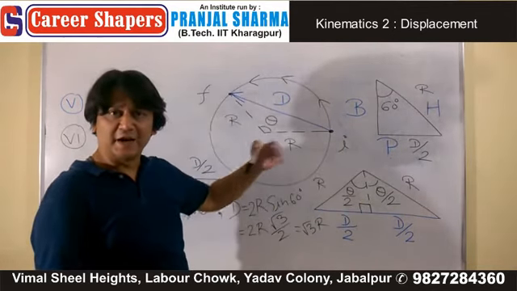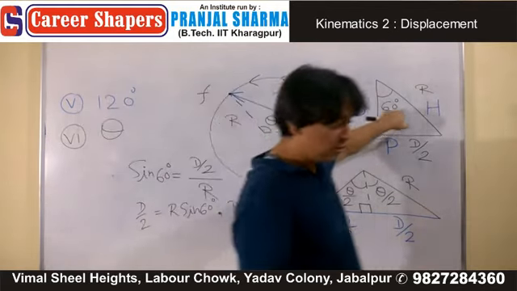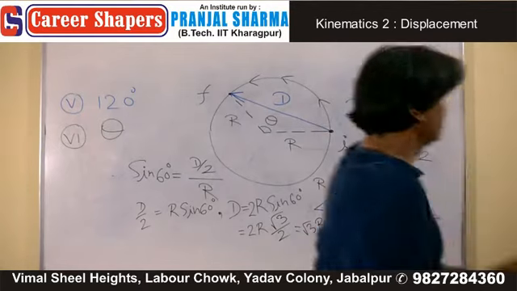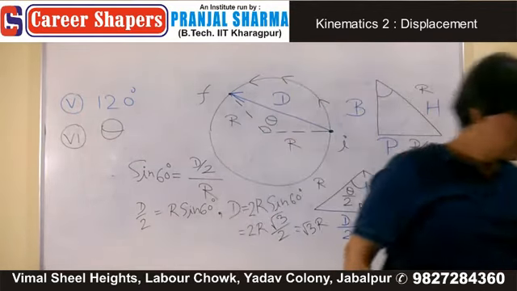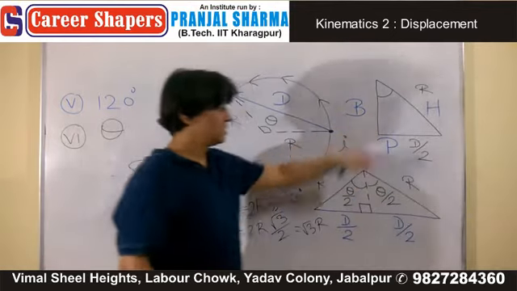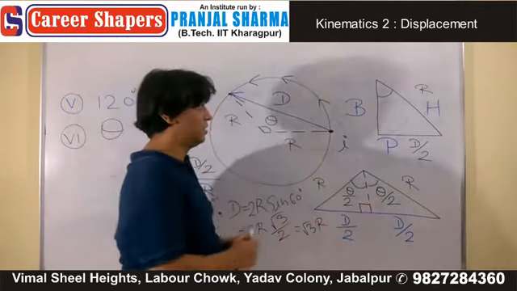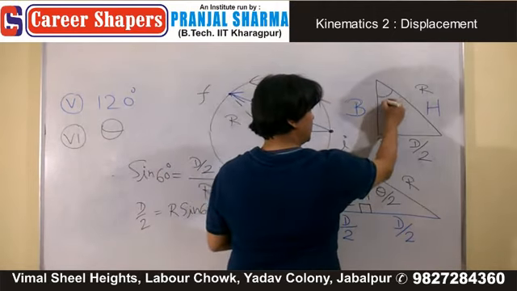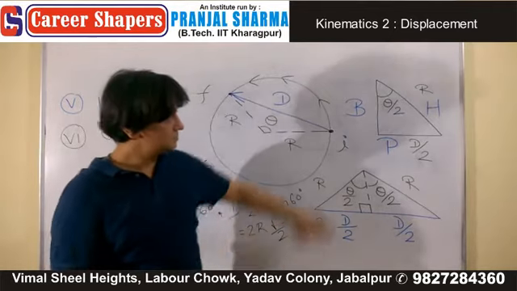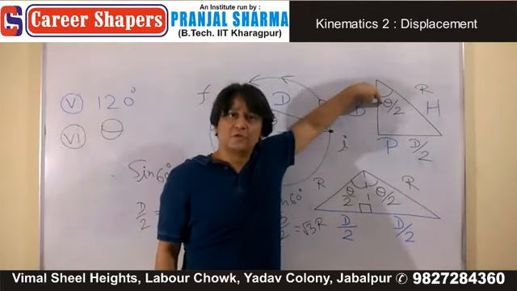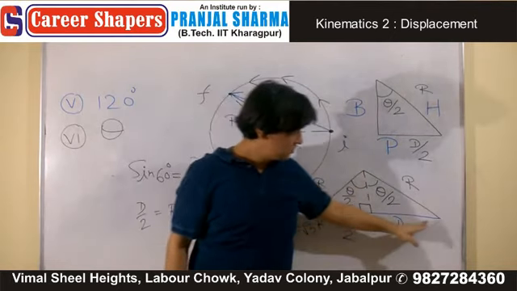We are basically repeating the same thing. What you need to replace your 60 with? Theta by 2 now. This angle is theta by 2. What is this? Theta by 2. What is this? Theta by 2.